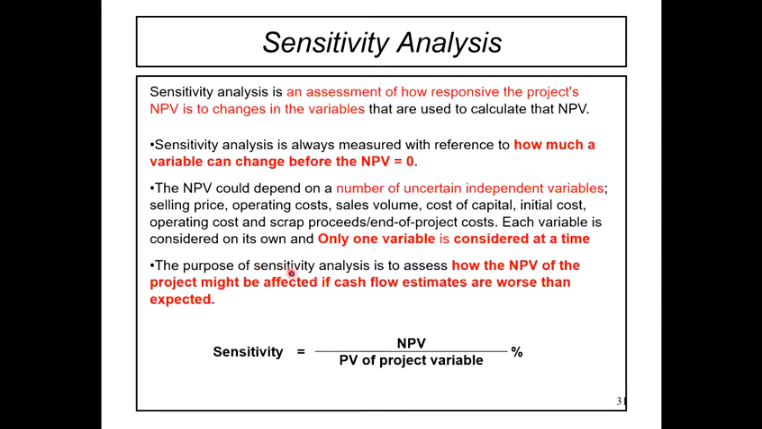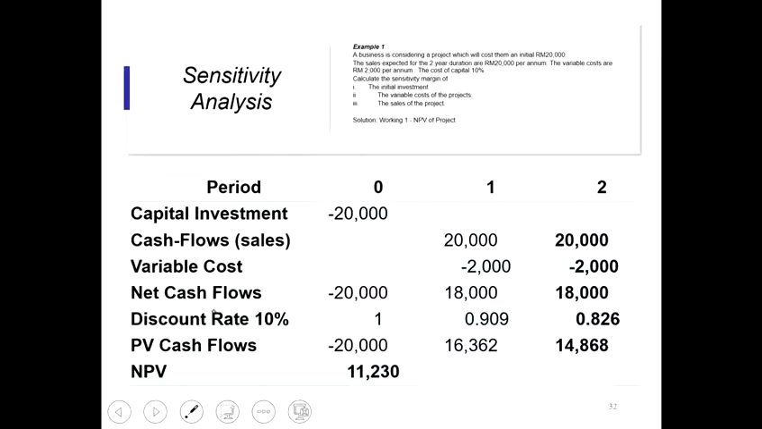So the purpose of sensitivity analysis is to assess how the NPV of the project might be affected if cash flow estimates are worse than expected. So dengan menggunakan NPV ni, kita boleh tahu contoh kalau kita kira selling price dia kan. So kita tahu kalau selling price tu drop by 8%, NPV kita akan kosong. Kalau kita punya selling price tu kita tolak lagi, kita decreasekan sampai 9%, then kita akan ada negative NPV. Itu dia sensitivity analysis. Okay, so kita tengok example 1.